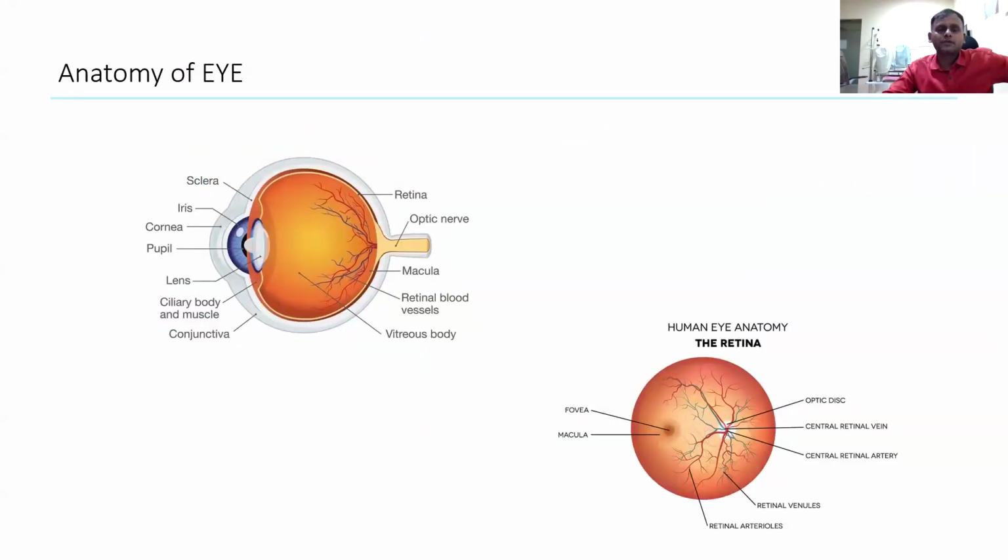This is a cross section of the eye where you can see the multiple layers: the cornea, iris, lens, and the innermost structure, the retina, which is most important for today's discussion. The macula, the center part of the retina, gets affected in diabetic macular edema.